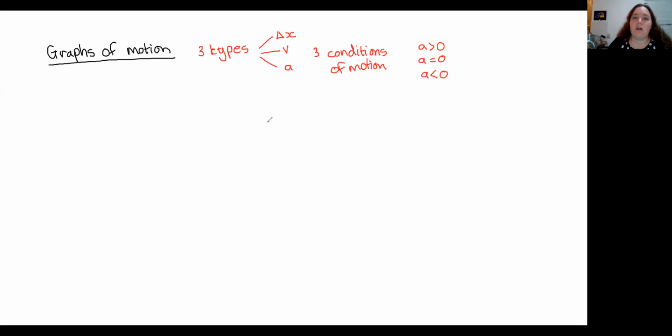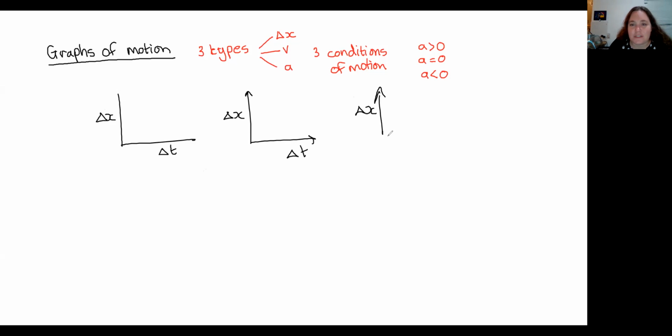So because there are 9 in total, I tend to represent this by almost taking a step back and saying, here are the 9 possible graphs that you could end up getting. So I'm just going to make sure I do this correctly because I've had a week of being silly about these things. So here's my displacement versus time. There is displacement versus time and displacement versus time.